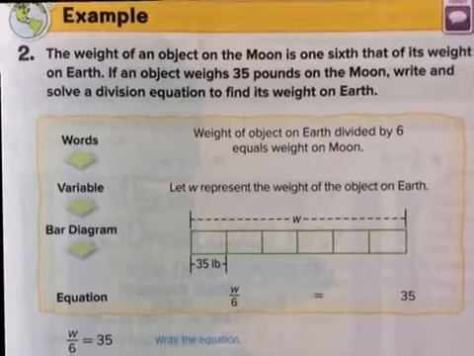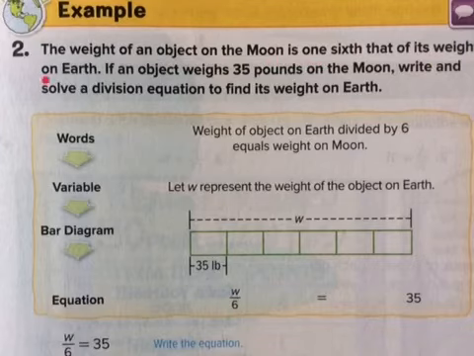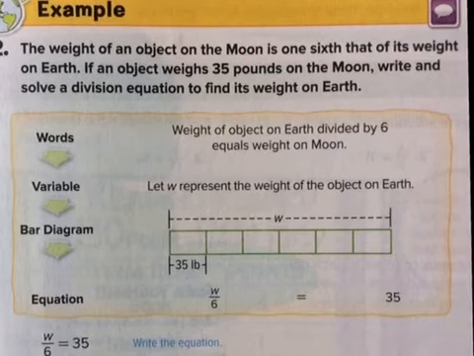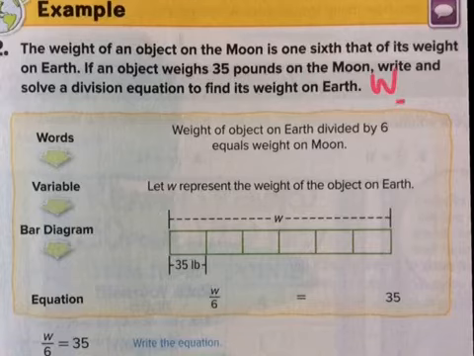And we have example 2 here. It's a word problem. The weight of an object on the moon is 1/6 that of its weight on Earth. If an object weighs 35 pounds on the moon, so this would be 1/6, right, guys? Because we're saying that the weight on the moon is 1/6 of that on Earth. So if it's 35 pounds on the moon, that's 1/6 of whatever weight we're looking for. Write and solve a division equation to find the weight on Earth.